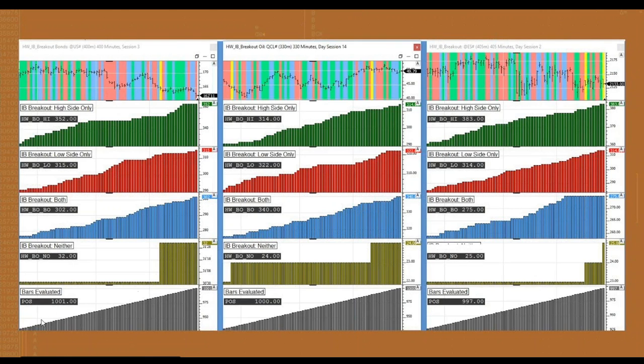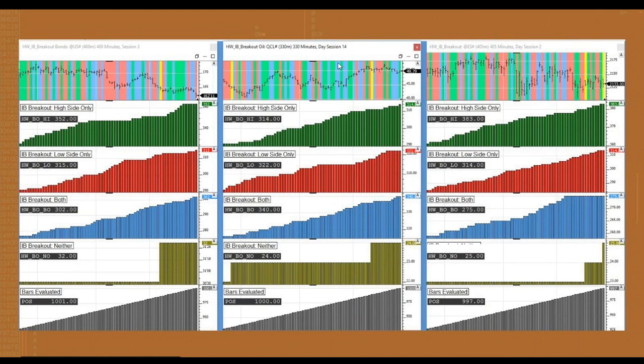If you'll notice on these statistics, we have roughly 1,000 samples of bars evaluated, and there is an IB breakout where only the high side is broken out, and only the low side is broken out. If you combine these, for U.S. Treasury bonds you get about 66% of the time, or 660 instances out of 1,000, where we only extend the initial balance range in one direction. About 30% of the time we extend it in both directions, and only 3.2% we extend it in neither, meaning the IB completely contains the range.